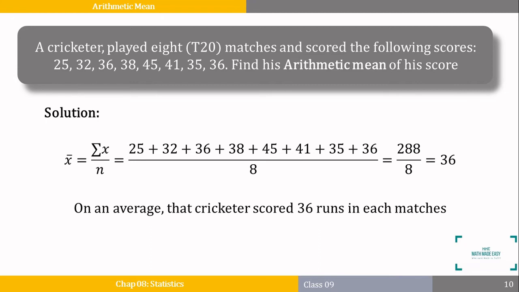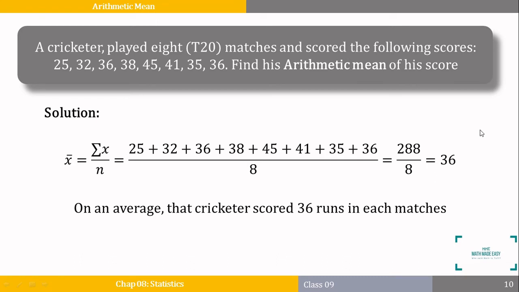A cricketer played 8 T20 matches and scored the following scores. So we are given 8 scores, that is 25, 32, 36, 38, 45, 41, 35 and 36. We are supposed to find the arithmetic mean of the given scores. As said, arithmetic mean is the sum of observations over the number of observations. So the sum of observations is 25 plus 32 plus 36 plus 38 plus 45 plus 41 plus 35 plus 36, which is 288, over the number of matches he played, which is 8. So 288 over 8 gives you 36.